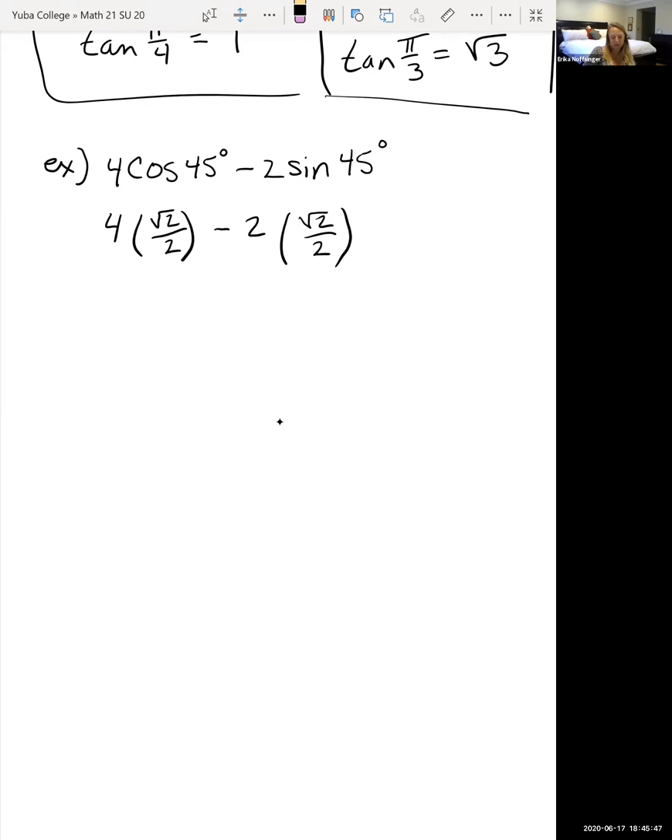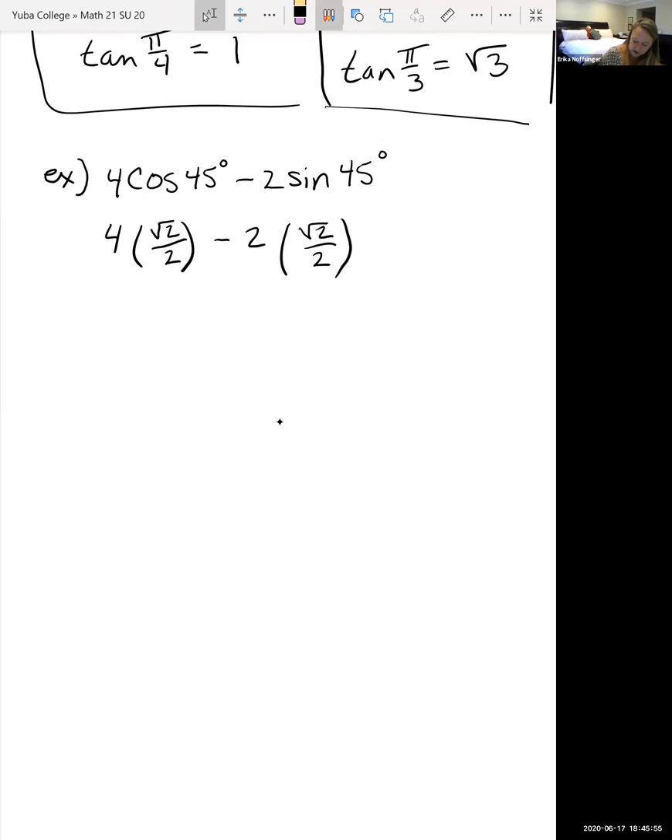So order of operations, multiplication before addition and subtraction. And so 4 times root 2 over 2, we can simplify our fraction. There's a 2 in the denominator and a 4 in the numerator. So 2 goes into 4 twice. Over in the second grouping, 2 goes into 2. So those cancel. And so we're left with 2 root 2 minus 1 root 2.